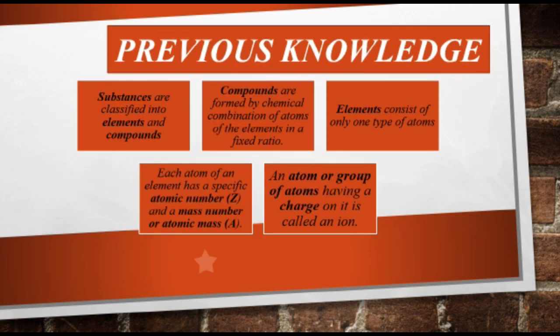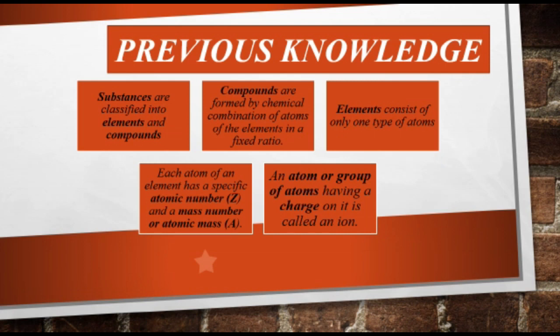Previous knowledge. Before we proceed towards our today's lesson, let's have a quick recap of our previous knowledge. In the previous lesson, we discussed that substances are classified into elements and compounds. And what are compounds? Compounds are formed by the chemical combination of atoms of the elements in a fixed ratio.